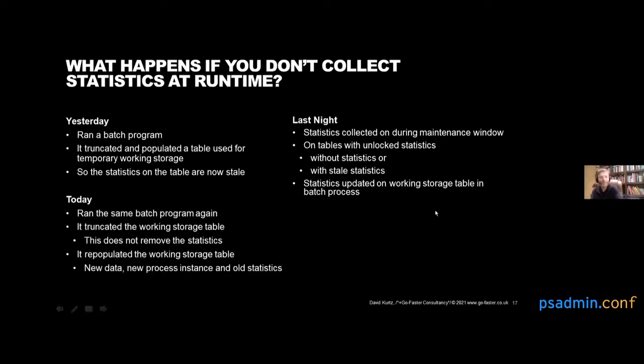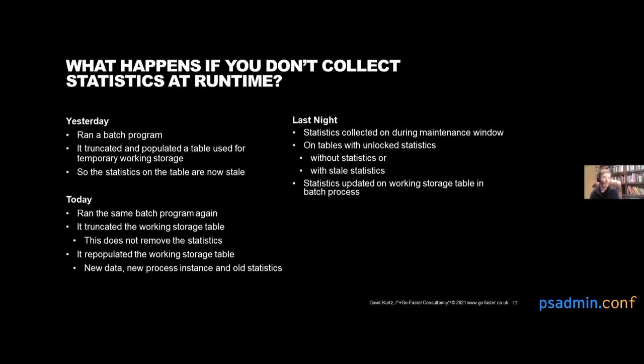I'm going to run the same batch again today, and I'm back to the same problem. I'm now going to run the batch with last night's statistics, and now I'm running process instance 2000, and I've got statistics that say the process instance number is in the range of 1,000 to 1,000. So you ask the optimizer, how many rows do you think have got value 2000? And it's going to say, 2000 is outside the range of values. You're going to get one row. Wrong. You're going to get all the rows in the table.